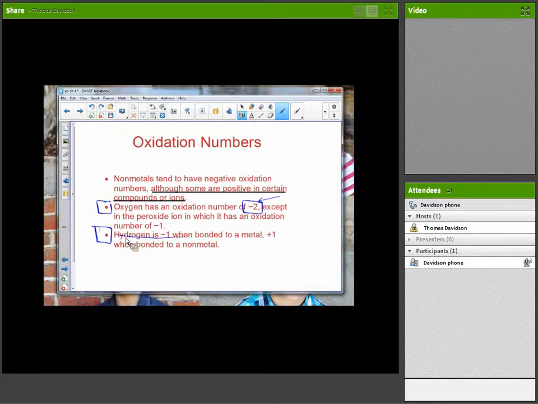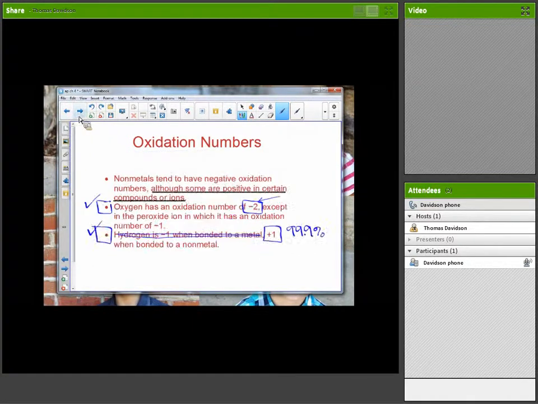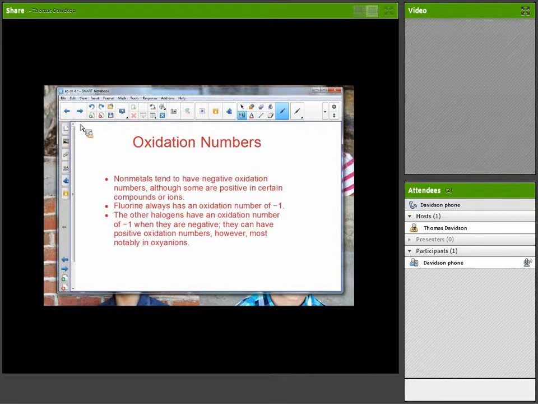Now, hydrogen, this bugs me. It is a minus 1 when bonded to a metal, but we hardly ever deal with that. So I want you to realize hydrogen is a plus 1 99.9% of the time. In this class, we hardly ever, if ever, deal with metallic hydrides. We deal with things like acids or ammonia. Okay, these are huge. This one, this one, this one, and one coming up.